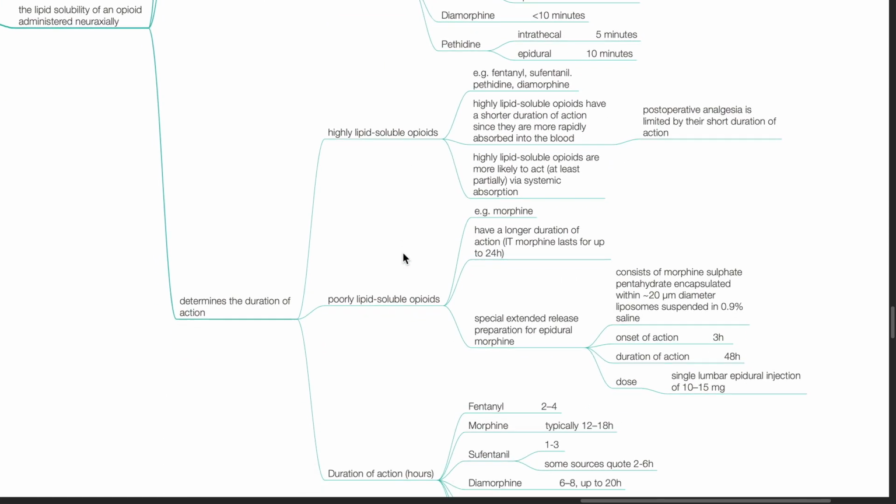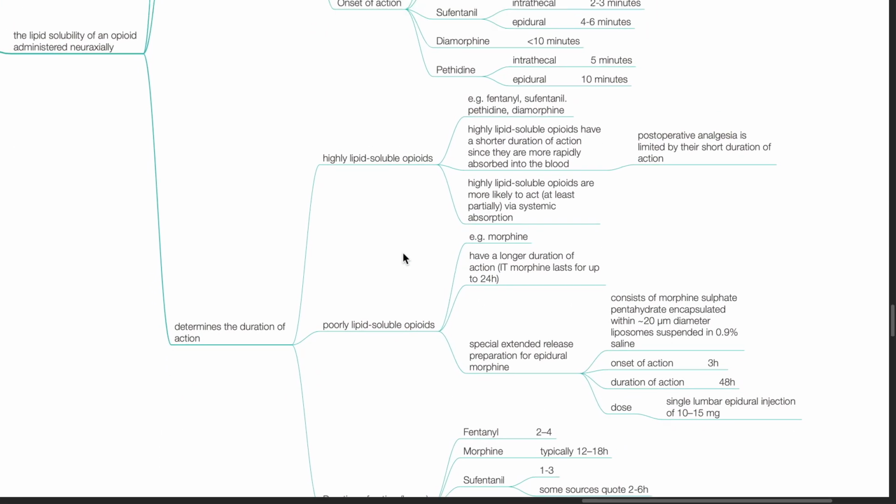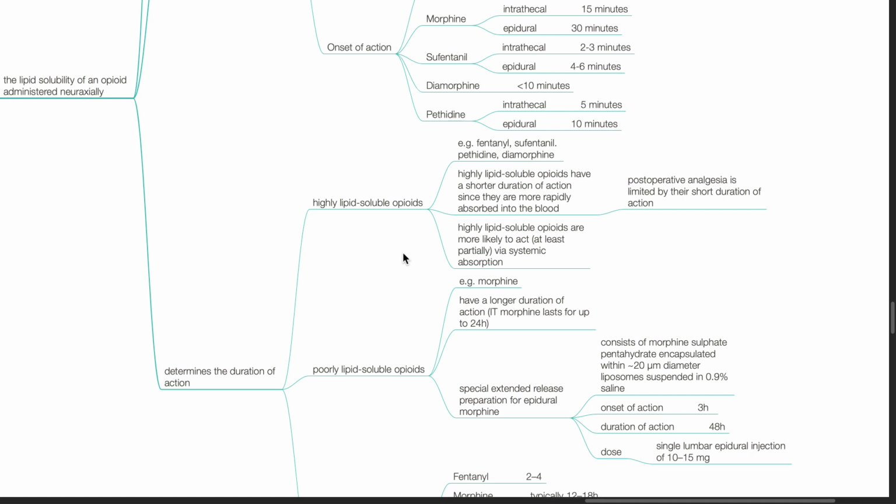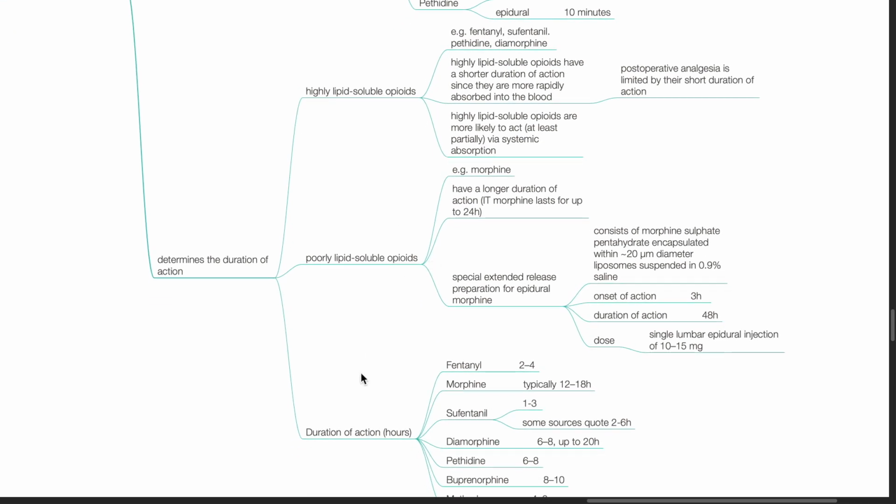Regarding the duration of action, highly lipid-soluble opioids such as fentanyl, sufentanil, pethidine, and diamorphine have a shorter duration of action since they are more rapidly absorbed into the blood. Post-operative analgesia is thus limited by their short duration of action. Highly lipid-soluble opioids are more likely to act via systemic absorption. For poorly lipid-soluble opioids such as morphine, they have a longer duration of action.